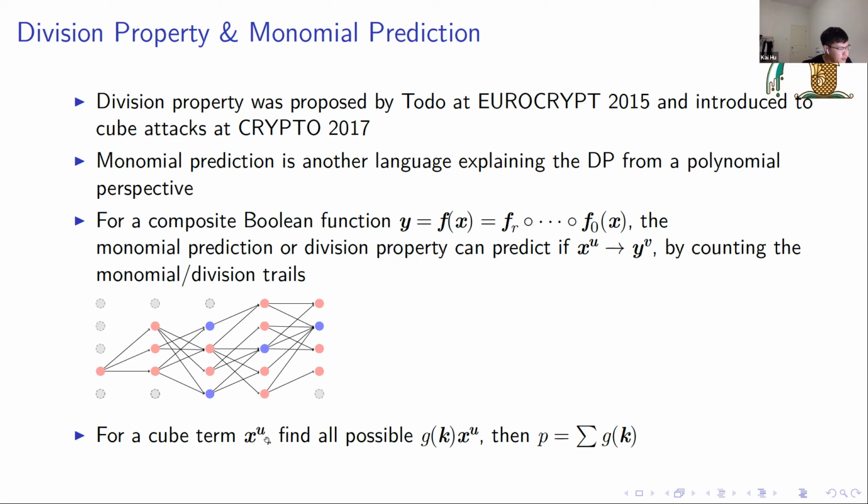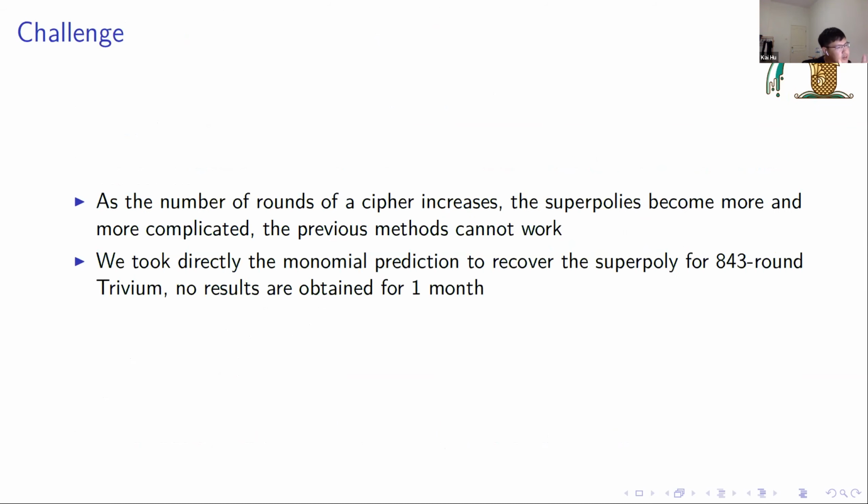So given a cube term, if we can find all the terms, then sum them together, we can get the final superpoly. However, the previous method has some challenges. As the number of rounds of the cipher increases, the superpolies become more and more complicated. The previous method cannot work.